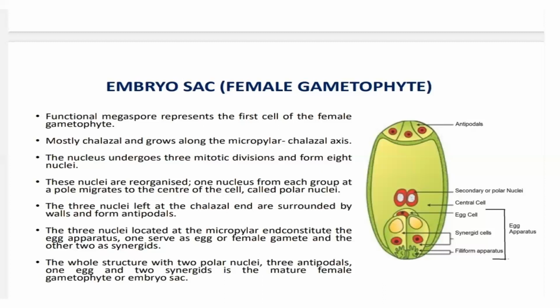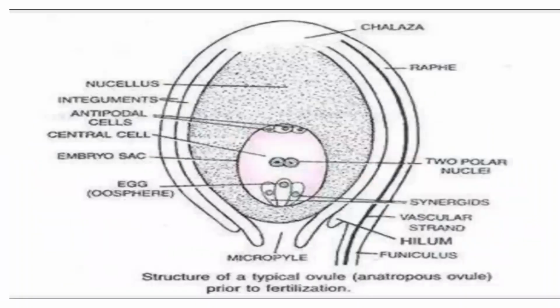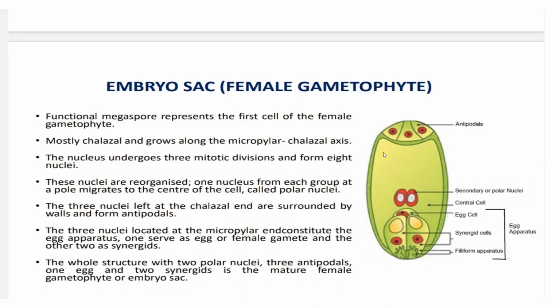So the nucleus undergoes three mitotic divisions and forms the 8 nuclei. These nuclei are recognized, one nucleus from each group at a pole, and it migrates to the center of the cell, that is called the polar nuclei. So one will go to the upper side and one to the lower side. The 3 nuclei left at the chalazal end are surrounded by walls and form the antipodals.